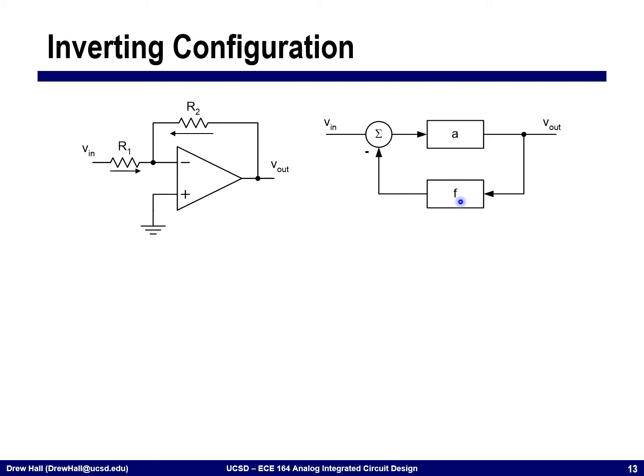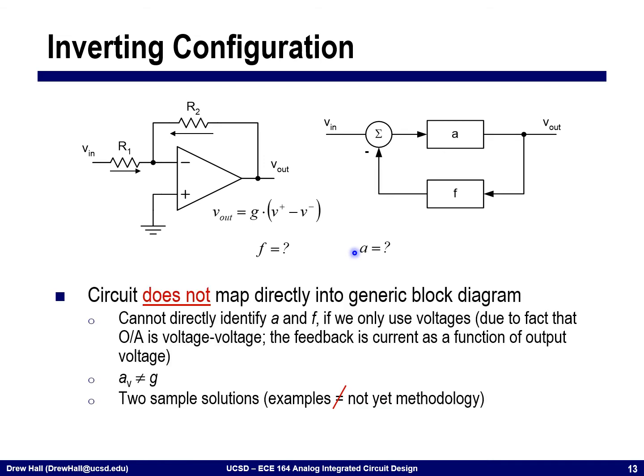this case. In particular, the input is a voltage, but at the output, we're not feeding back a voltage. We're feeding back a current to this input. And so mapping it into this kind of structure is a little bit more difficult. It's not easy to identify what A and F are directly as we did for the previous example. It turns out that this circuit does not directly map back.